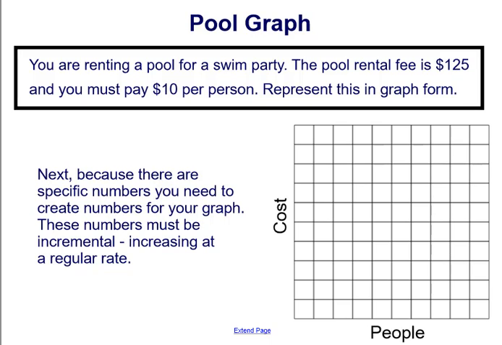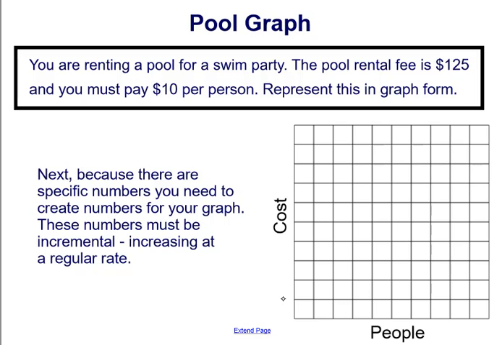Next, because there are specific numbers, you need to create numbers for your graph. These numbers must be incremental, which means they must be increasing at a regular rate. So we need to label both the x-axis for the amount of people coming and the y-axis for the cost of those people coming to the pool party, of course.